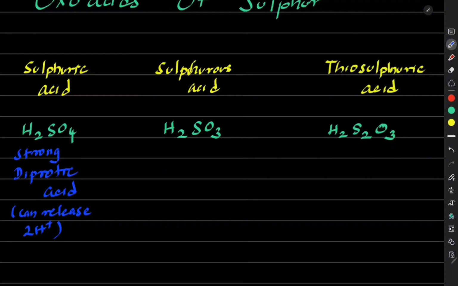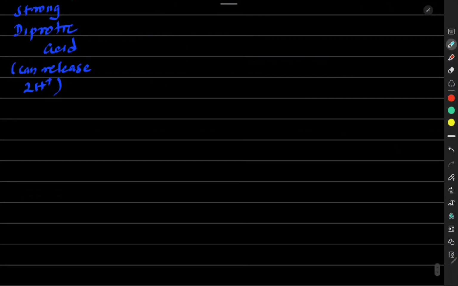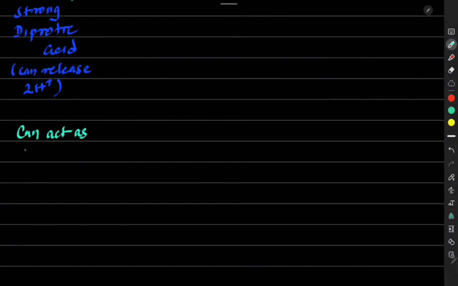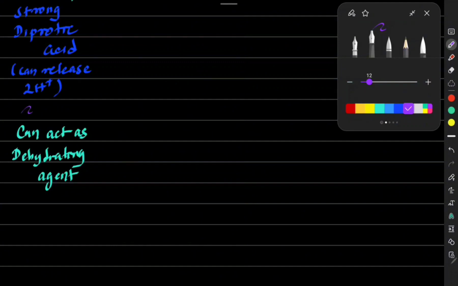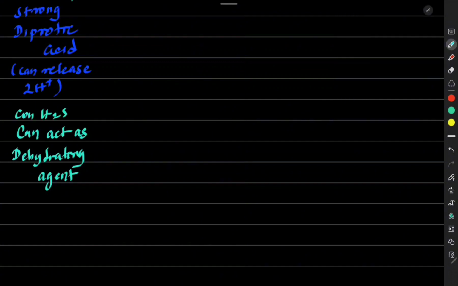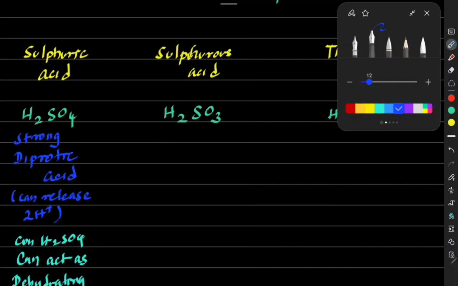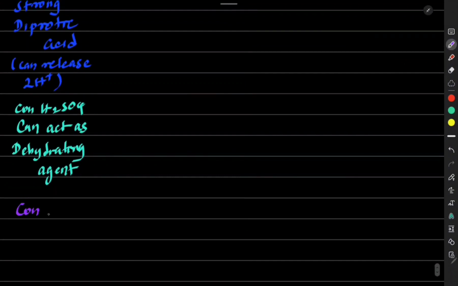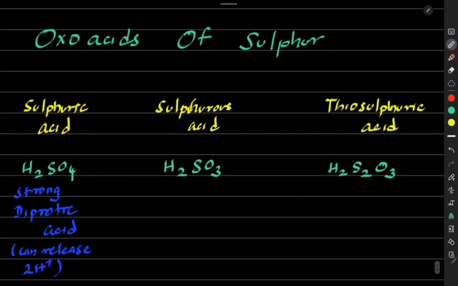H2SO4 can act as a dehydrating agent. And concentrated H2SO4 is a strong oxidizing agent. Concentrated H2SO4 is a dehydrating agent. This is also concentrated H2SO4. Next, concentrated H2SO4 as oxidizing agent. Now let's look at sulfurous acid.